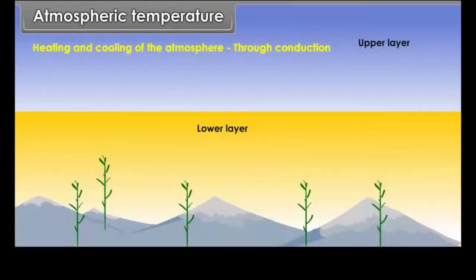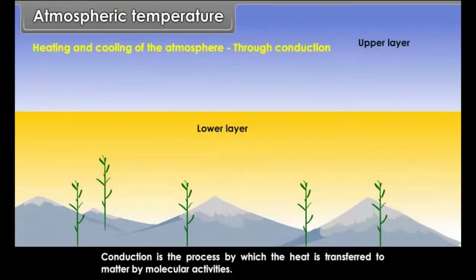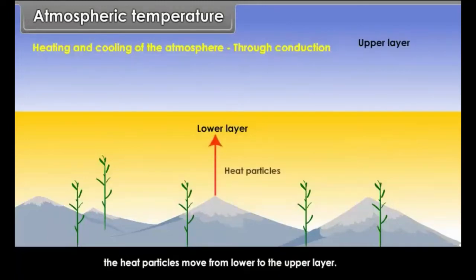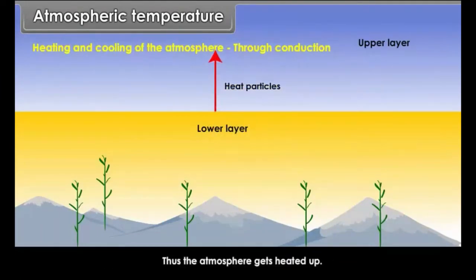Through conduction. Conduction is the process by which heat is transferred to matter by molecular activities. When the lower layer of atmosphere, which is in touch with the ground, comes in contact with the upper layer, the heat particles move from the lower to the upper layer. Thus, the atmosphere gets heated up.